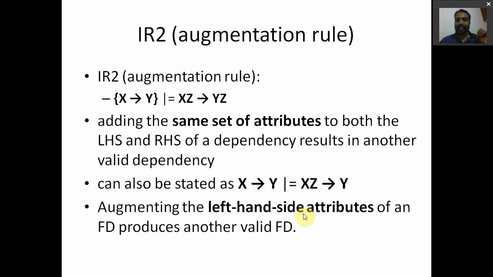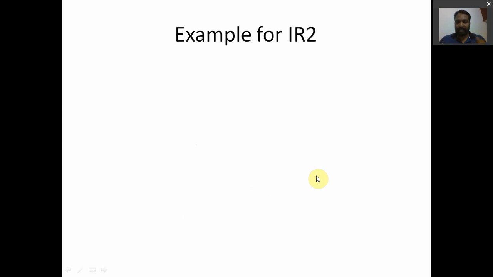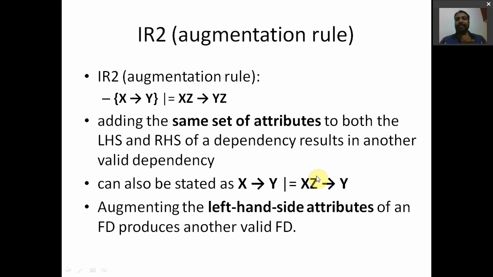So augmenting the left hand side attributes of a functional dependency produces another valid functional dependency. You may ask whether x to yz also holds. That functional dependency may not be there. We are not sure whether it will happen or not. It will depend on the relationship, or on the meaning of those attributes. So this will definitely hold: adding some set of attributes to the LHS will hold, but the other way it does not hold at all.